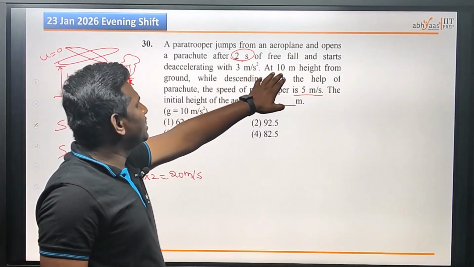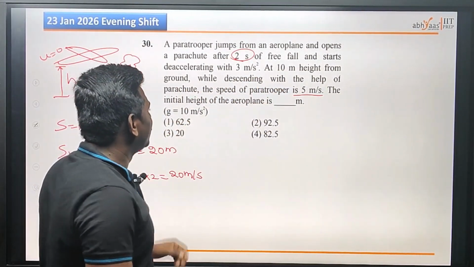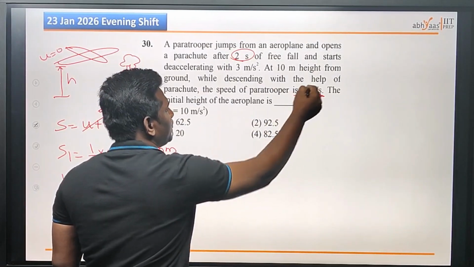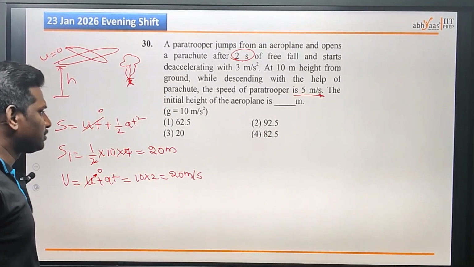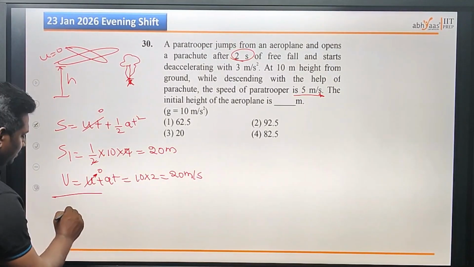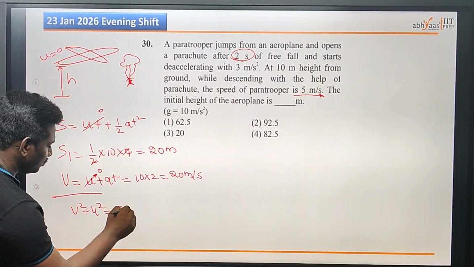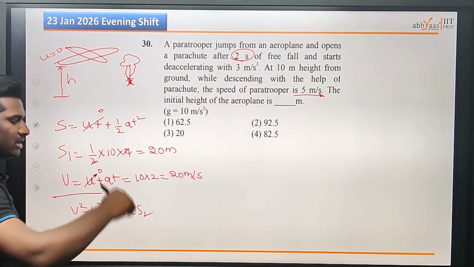At 10 meter height from the ground, while descending with the help of the parachute, they have given the speed, that is the final speed. So from this one, case 2, v square minus u square equal to 2as. We are finding S2.